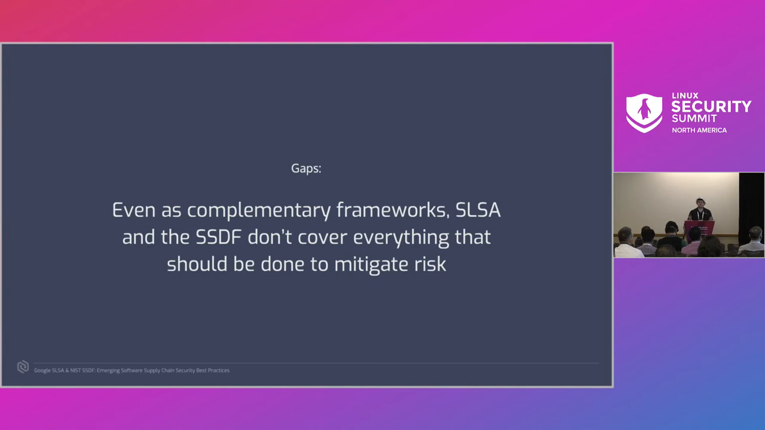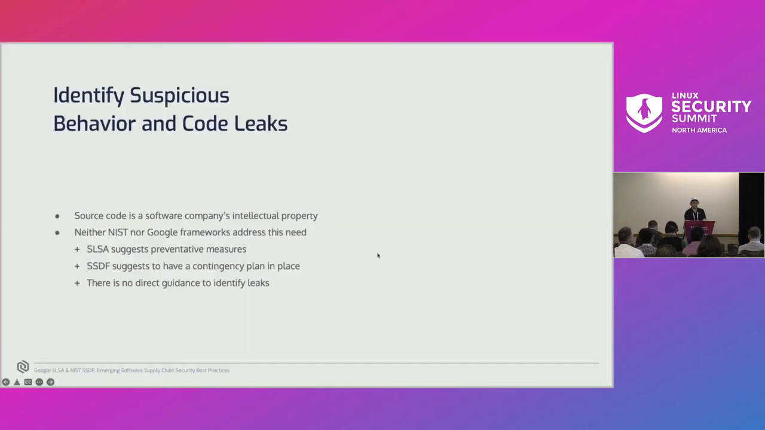However, these two frameworks are excellent, but they don't cover everything that should be done to mitigate risk. And personally, when I was reading through them, I noticed some glaring gaps that I think can be improved upon. Specifically, identifying suspicious behavior and code leaks. Source code is a software company's intellectual property. I think we can all agree on that. Save open source, of course, because that's our property.